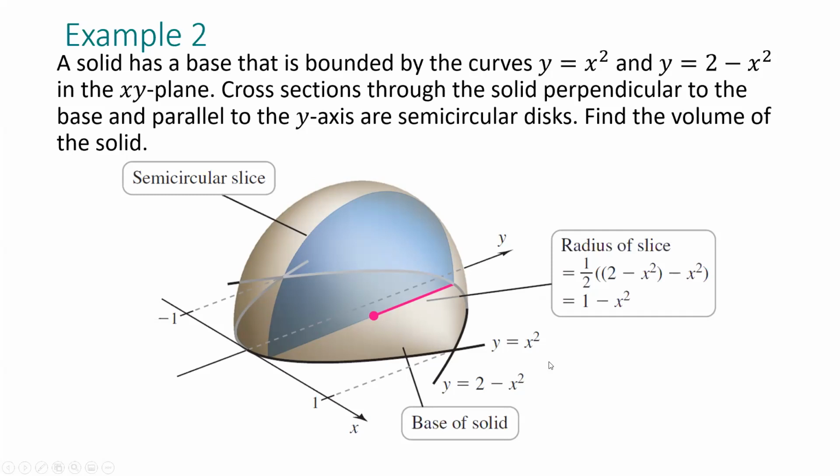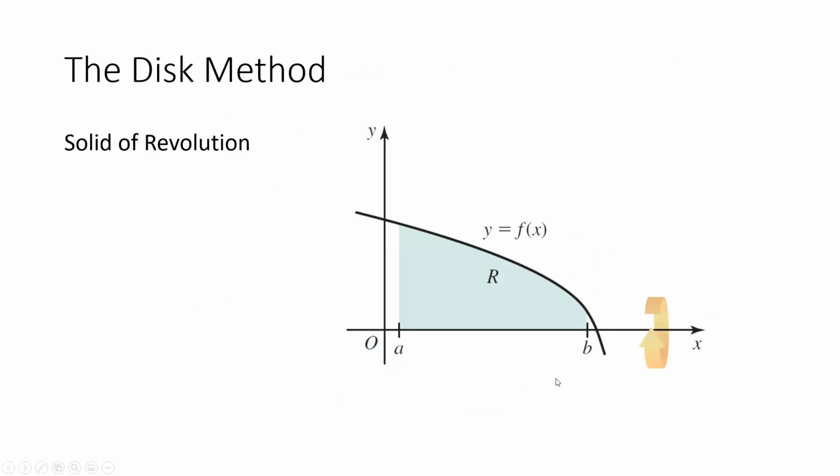The next thing I want to look at is forming a solid by taking a region and revolving it around an axis. So these are what are called solids of revolution. Okay, so take for instance a region that looks like this. So we've got the region R that's bounded between the curve y equals f of x and the x-axis on the interval AB. So we've got this region.